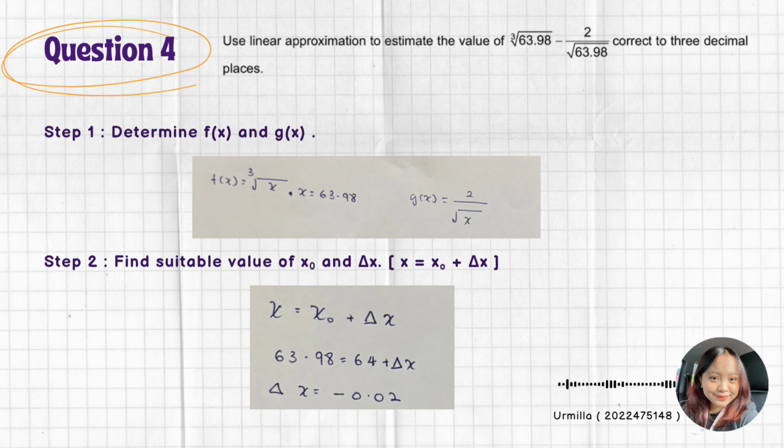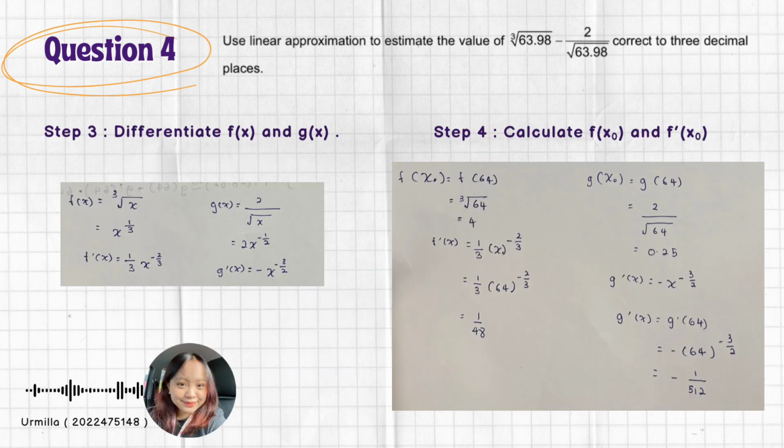For step 2, find the suitable values of x0 and delta x. To get x0, we have to choose a value that is close to x, where 63.98 is close to 64. To get the delta x, we have to subtract x0 from x. Then the delta x is negative 0.02. For step 3, we have to differentiate both functions. As you can see, the solution is already in there.